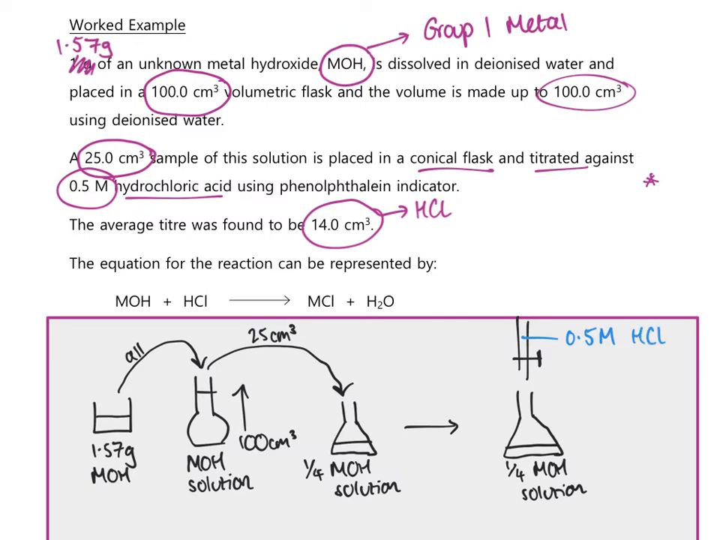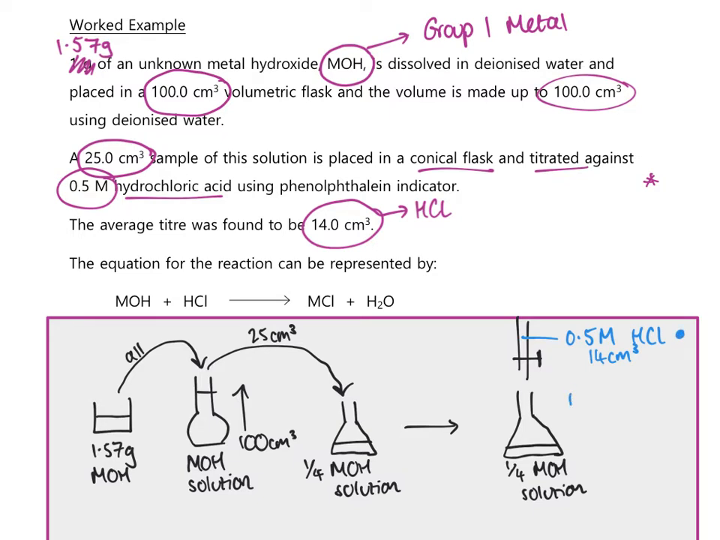We also know from our question that our titre is 14 centimetres cubed, so you could add that to your diagram as well. So what we want to think about now is the number of moles. What we are going to work out first of all is the number of moles of HCl.